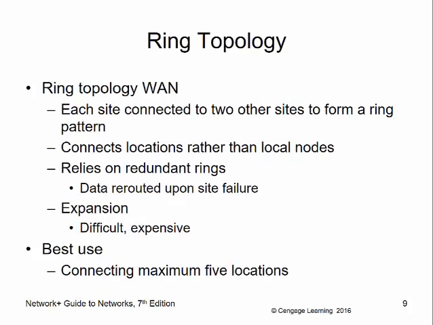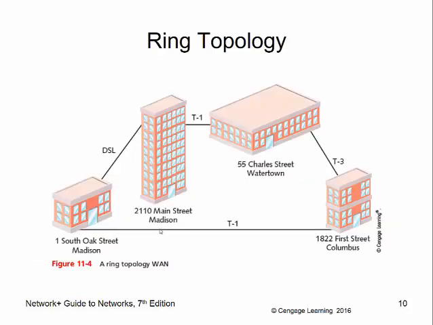I might connect them together in a ring topology. Maybe I can do something like this. It's my bus topology, except I completed the circle. Right? And now I can go either way. If I want to talk from here on Oak Street to the Main Street building, I talk across here. If I want to talk from the Oak Street to the Charles Street, I could talk through here or through here. It all depends, right? I have 2 separate paths for doing so.